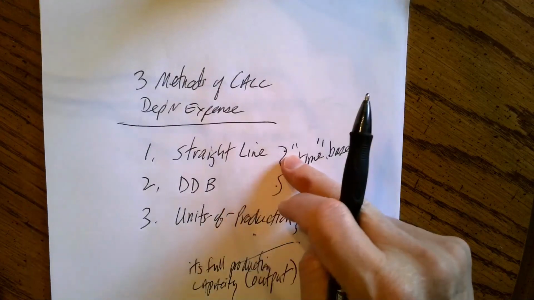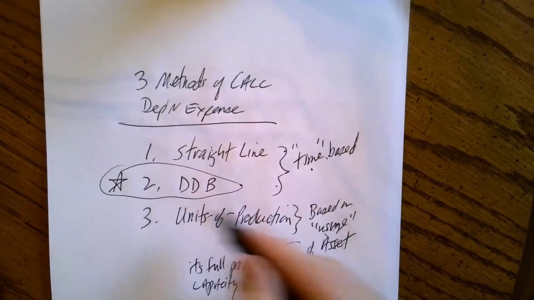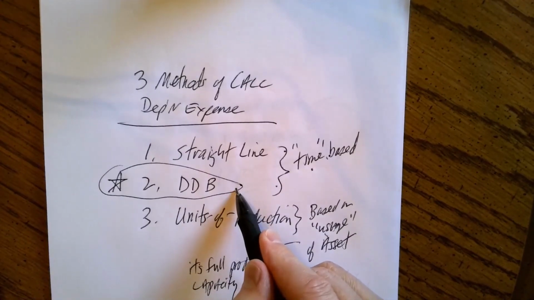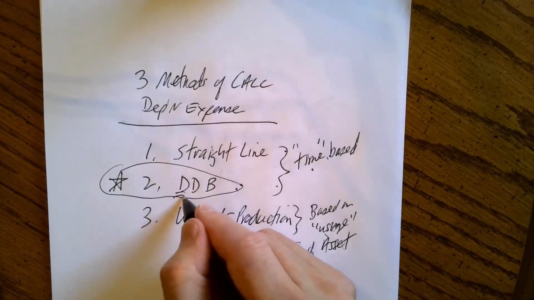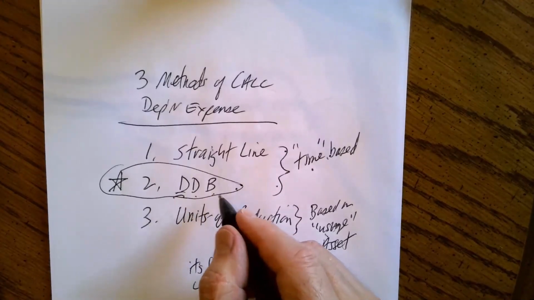Of the three methods in this chapter, double declining balance is the most complex because it does not take into account salvage value until the last year. Double the rate, declining book value throughout the asset's life.